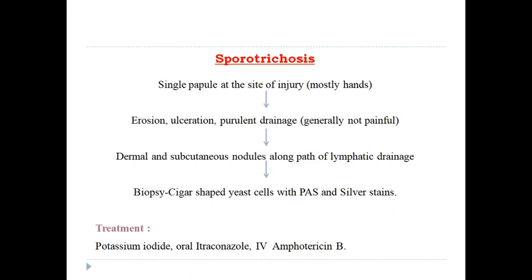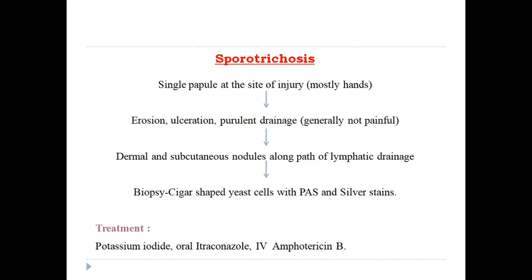A single papule at the site of injury is there, mostly on the hands. Then these papules have secondary changes in the form of erosion, ulceration, and then purulent discharge can be there, which is usually non-painful. You should remember that these deep fungal infections are painless. That's why they are ignored by the patient, and they are ignored by the physician. And initially they are treated with antibiotics.